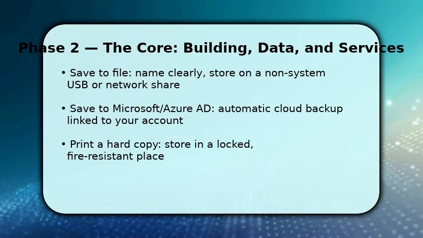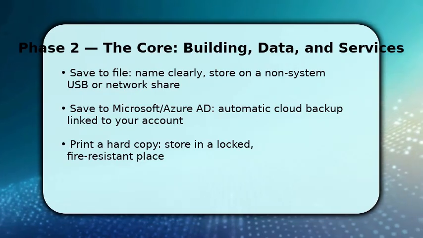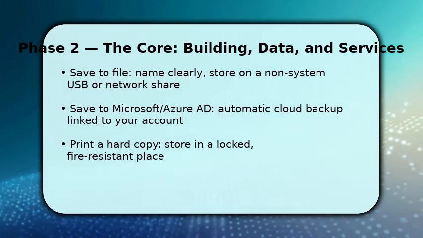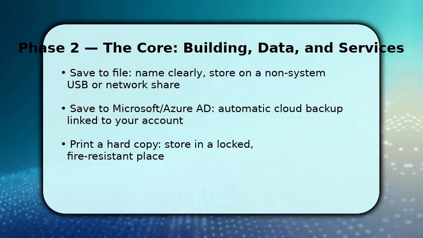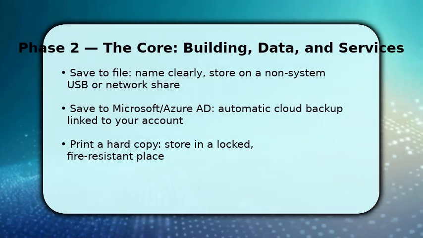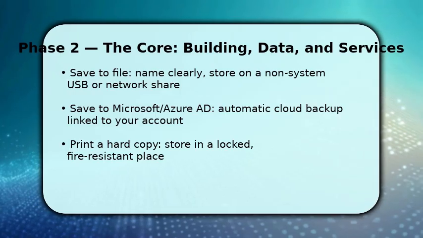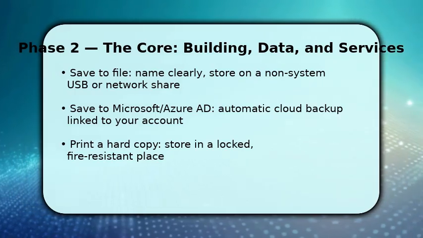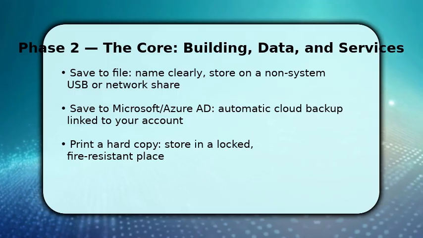Now focus on execution. If you save to a file, choose a removable USB or encrypted network share and give the file a clear name. Do not leave it on the protected drive. If you sign into a Microsoft or Azure AD account, select the option to back up the key to your account. This gives remote retrieval.